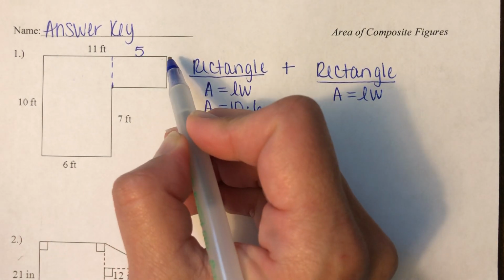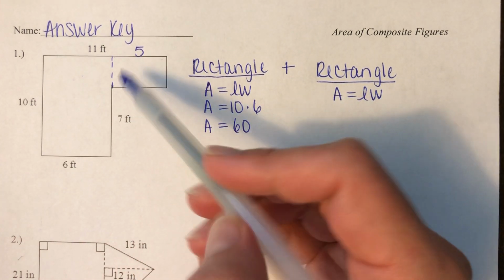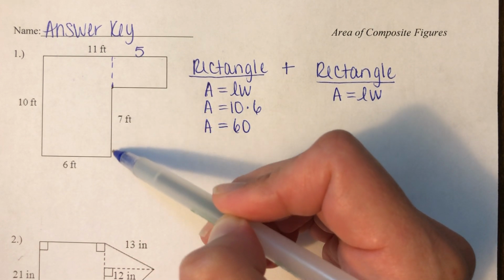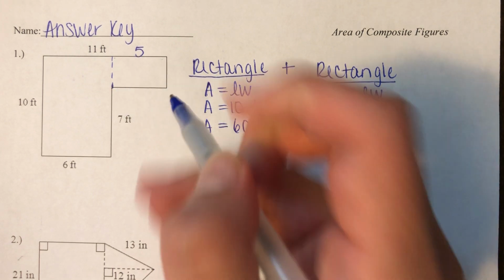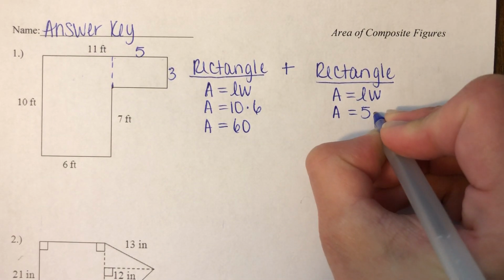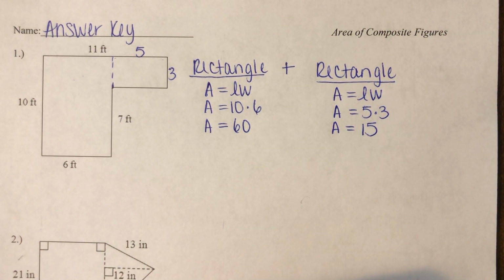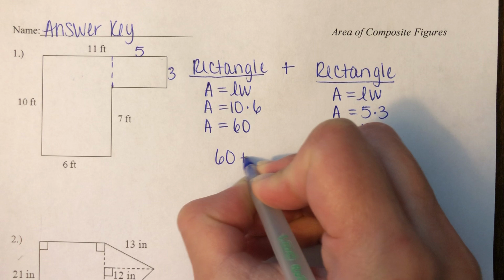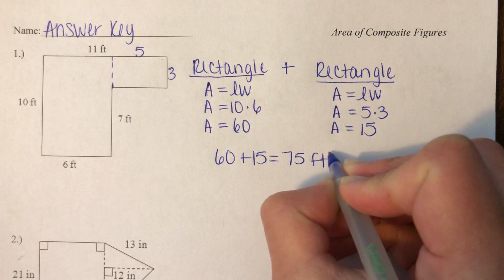We're going to do the same thing to find this vertical dimension. So now I'm looking at the vertical dimensions. I have 10, which is too big. Another vertical dimension, 7. But if I do 10 take away 7, that means there's 3 left for that little piece. So for the other rectangle, we are doing 5 times 3, and we get 15. And then lastly, to find the area of the entire figure, we're just going to add up our two answers and get 75 square feet.